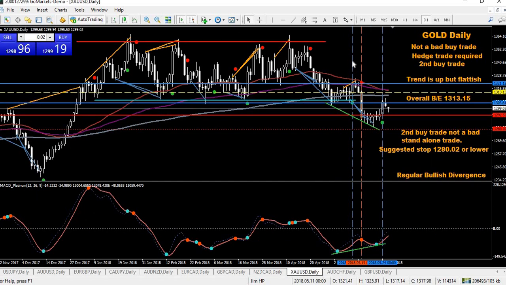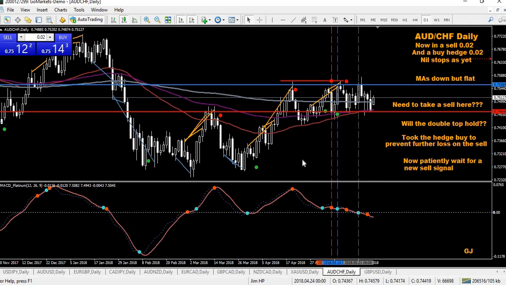Gold, another one's a bit messy. Buy, sell, buy. There's my overall break-even level up here. I don't think the markets will move much today. Still got divergence there. It's very similar to a lot of these other pairs. MACD's below the zero level. It'd be nice to push up there a bit further.